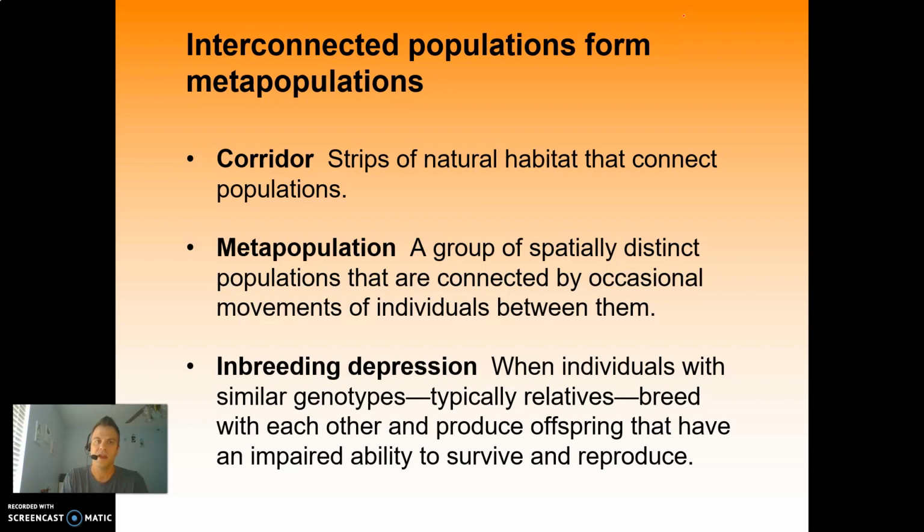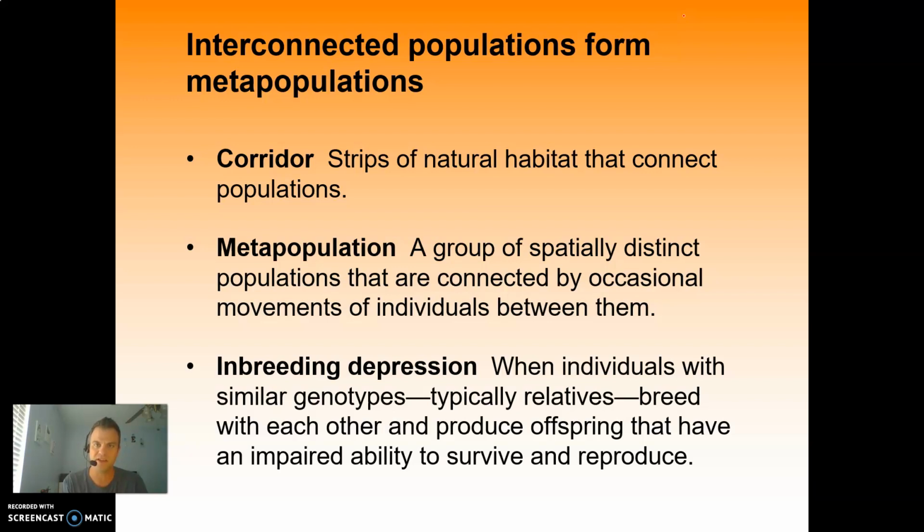So interconnected populations form metapopulations. We have populations that influence each other, depending on how close they are to other populations. So there will be strips of natural habitat that connect different populations. Multiple populations live in the same area, and these corridors of natural habitat connect the populations. And then these lead to things called metapopulations.